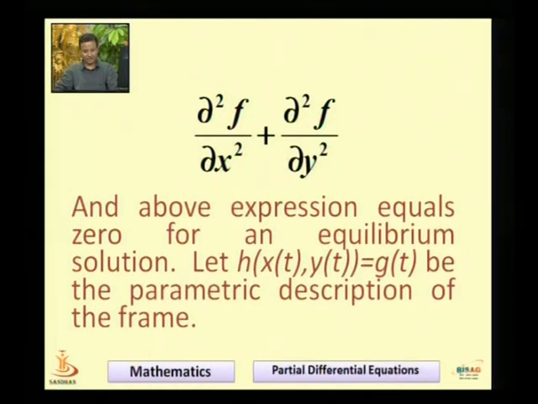Let h, which is a function of x and y, and x and y depend on time, say t, so ultimately h becomes a function of t via x and y.